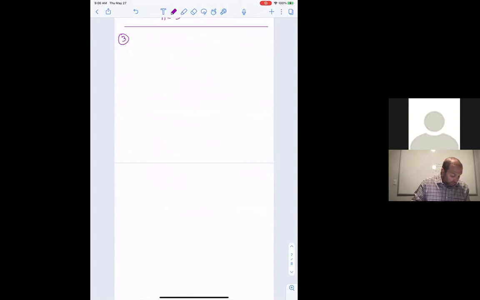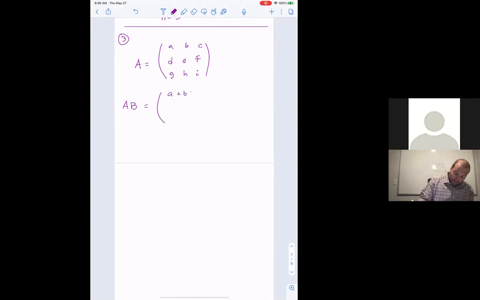Find the matrix that has the effect of summing the entries in every row of a 3 by 3 matrix. That is, if A is equal to A, B, C, D, E, F, G, H, I, a 3 by 3 matrix with arbitrary numbers, we want to find a matrix B such that the product AB is a 3 by 1 matrix whose first entry is A plus B plus C, just adding the entries. Then we get D plus E plus F. Then we get G plus H plus I. This is the goal.